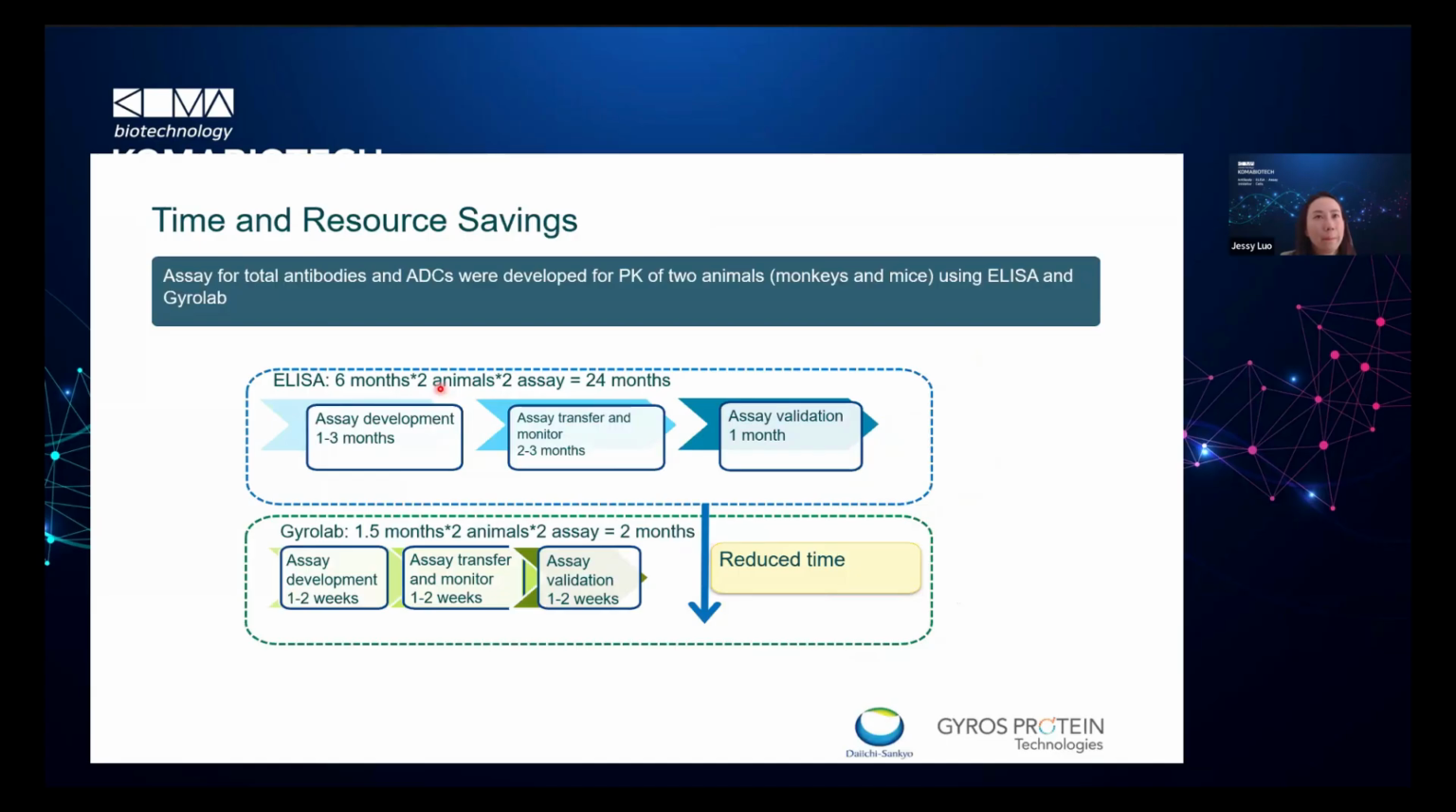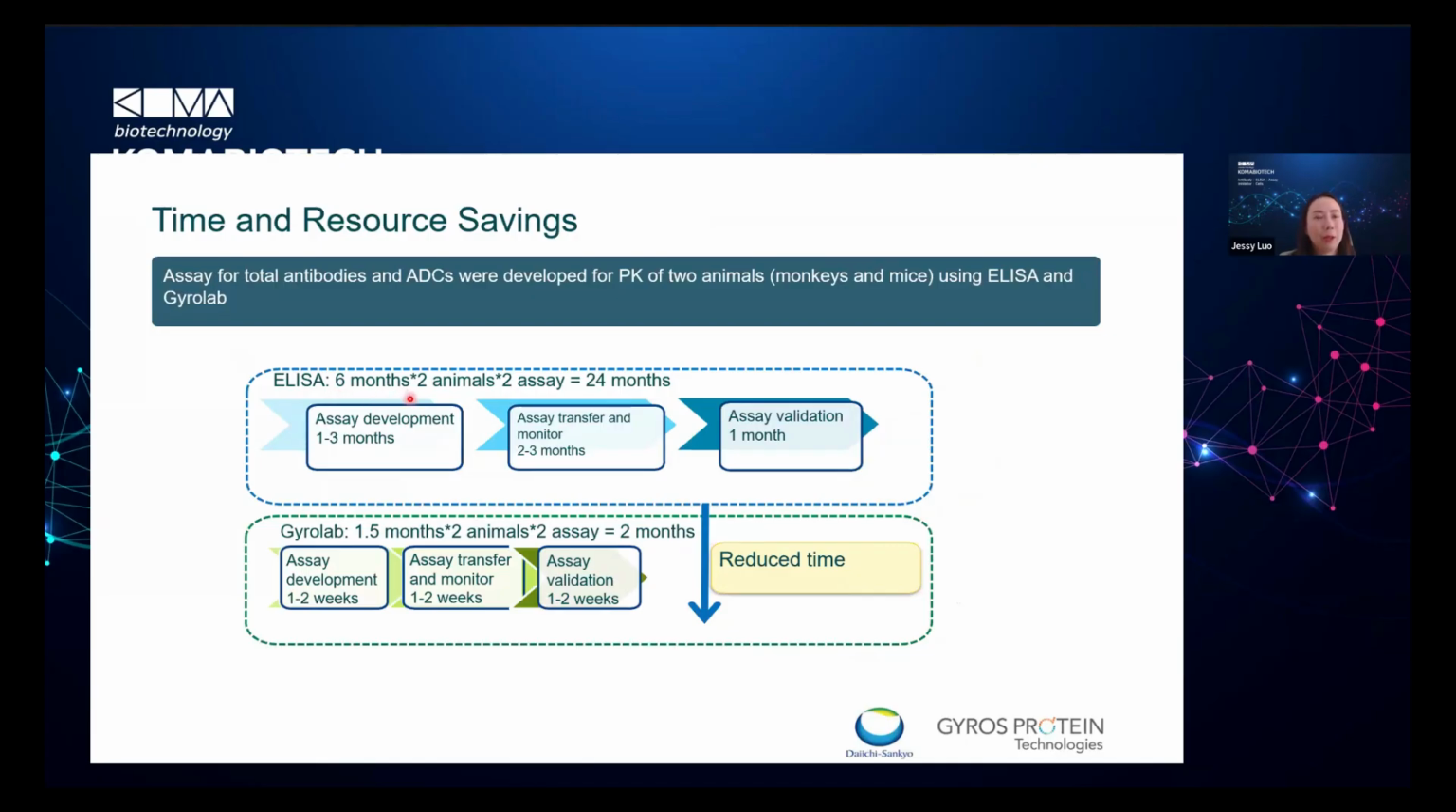Okay, so except for that, this is from Daiichi data, where they have developed different assays for their ADC platforms. For this one, using ELISA, for each of the assays it takes around 6 months from reagent screening to assay setup.